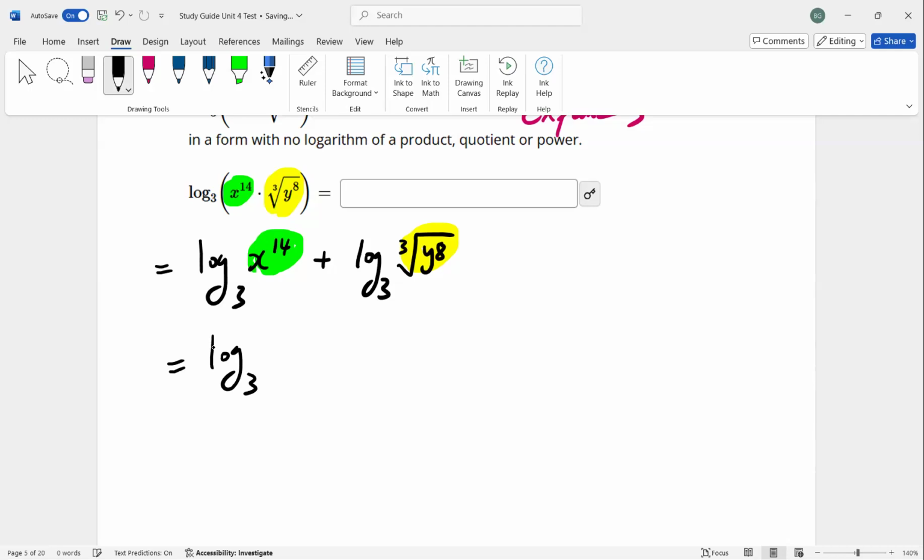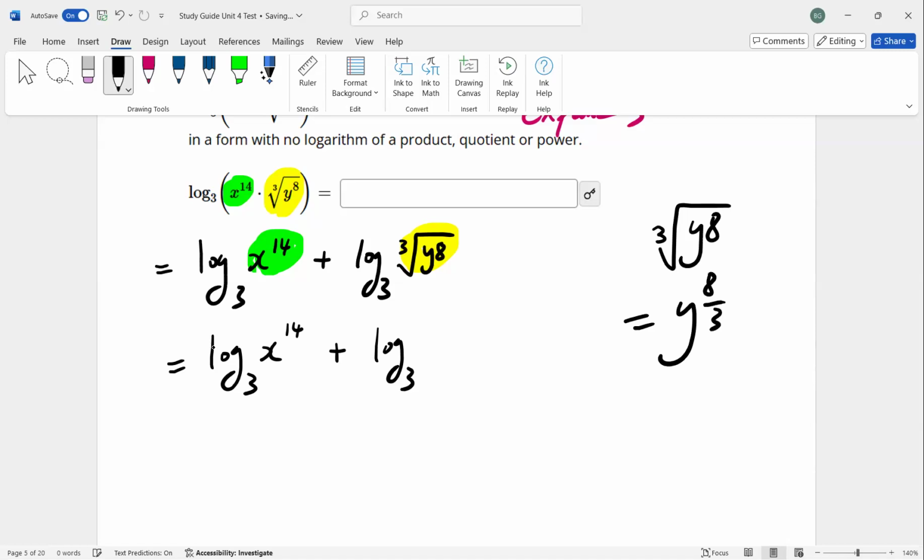I'm going to copy this first log and then rewrite the yellow part, the cube root of y to the power a, as y to the power a over 3. When did you learn this formula?